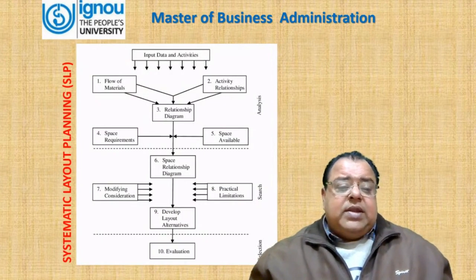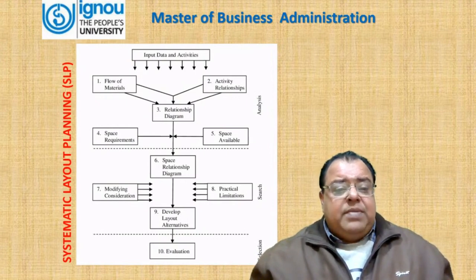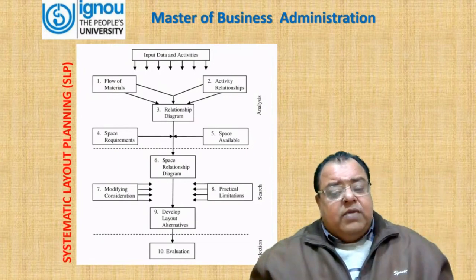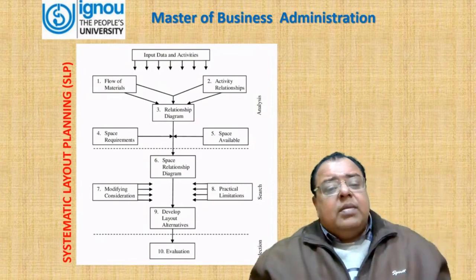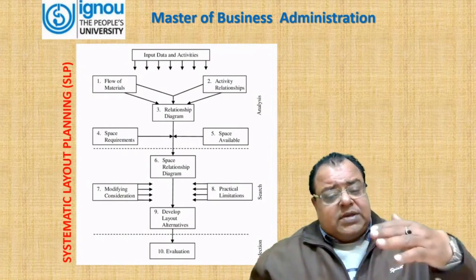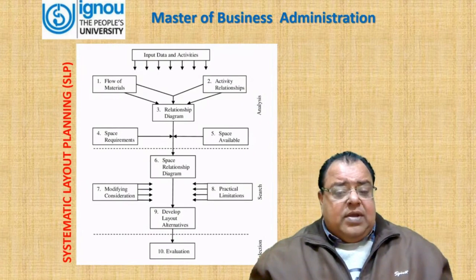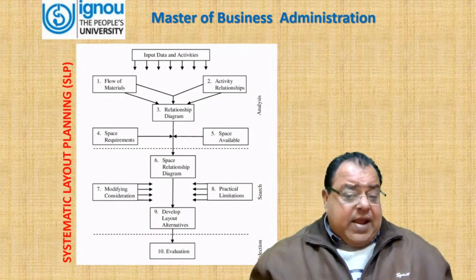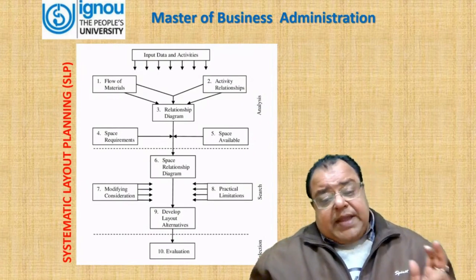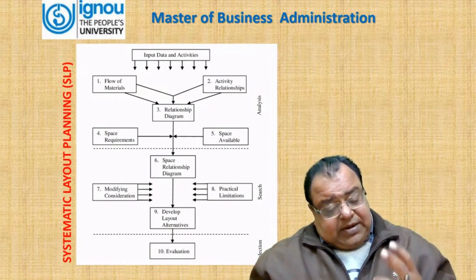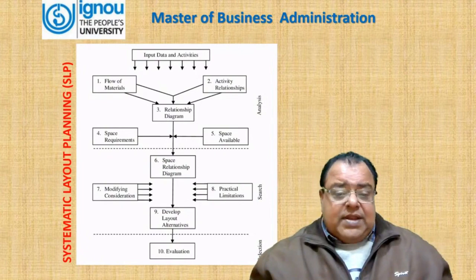Here we can see in short what SLP is. Input data and activities start from the top. It all moves towards the bottom as we discussed in the 10 points. So steps 1 to 5 are for analysis. Steps 6 to 9 are for search, and after evaluation, the selection is done.